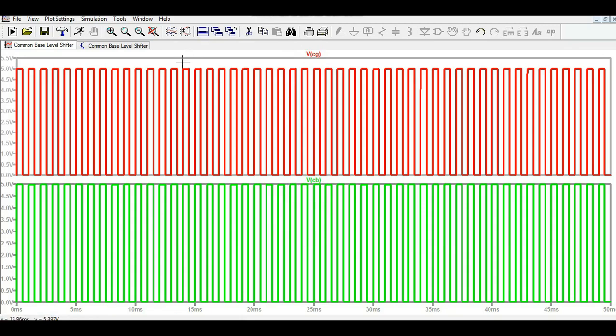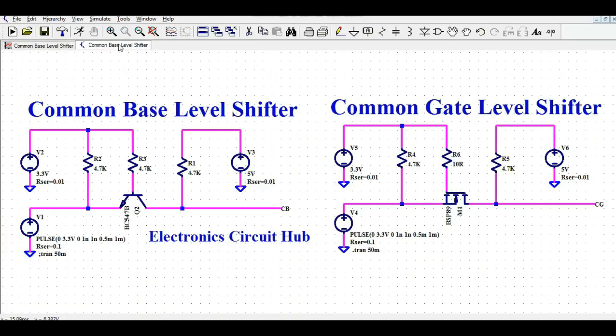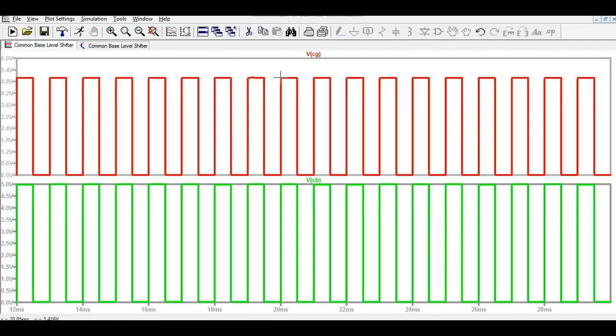What you can see is the amplitude of both common gate and common base are the same. You can see this is 5 volt here, and if I add a cursor here, I can see 5 volt. So you are shifting your 3.3 logic level to 5 volt. If you use common base configuration, you can see VCB here, and if you use common gate configuration, you are also shifting your 3.3 logic level to 5 volt, in the red color.